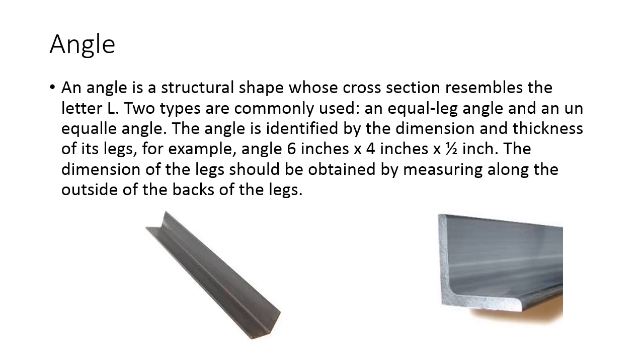So a 6 inch by 4 inch by ½ inch means that our material would be ½ inch thick, and one leg would be 6 inches and the other would be 4. That wouldn't be an equal leg angle. That would be an unequal leg. Or you could have a 2 by 2 by ½ inch. That means you'd have 2 inches by 2 inches by ½ inch material.